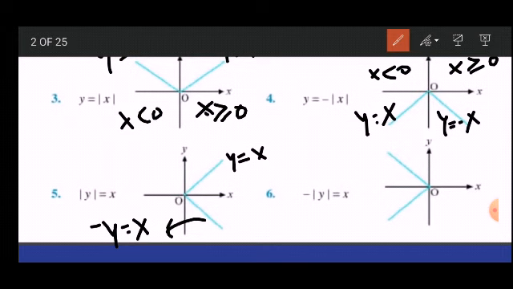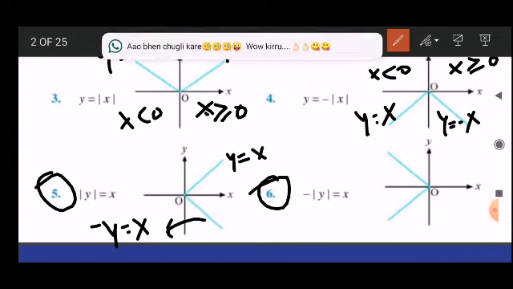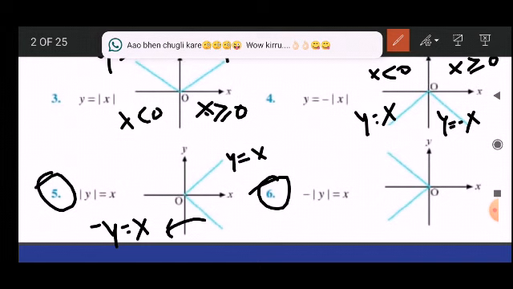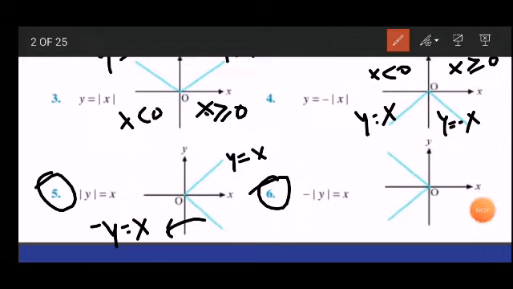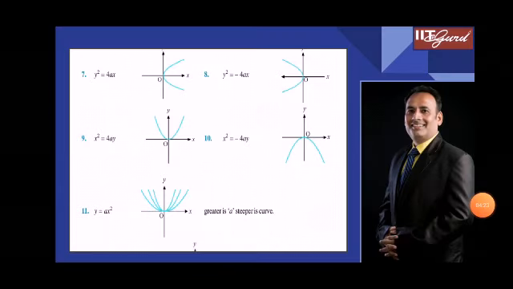Although this is not a function, this is a curve. Here also, minus mod y equal to x is just flipped leftwards, as here mod y equal to x, if you see y is positive, then here it becomes y equal to minus x, or you say minus y equal to x. Okay. So let's see some more graphs.